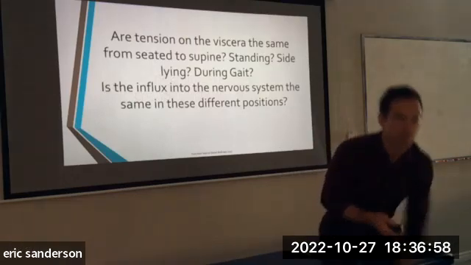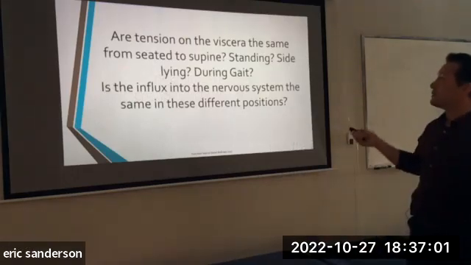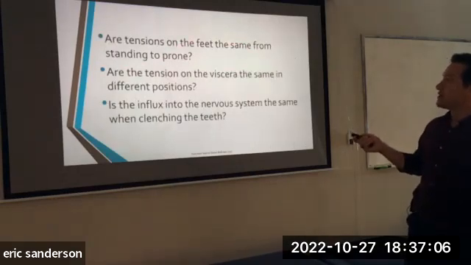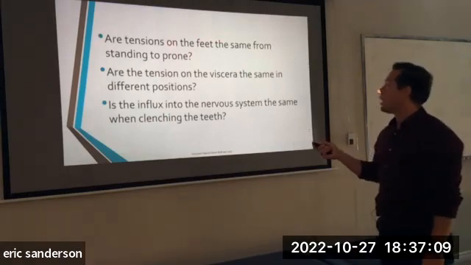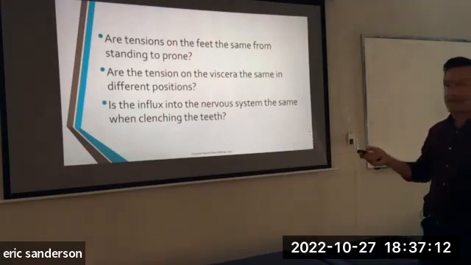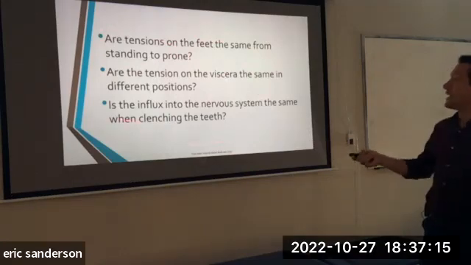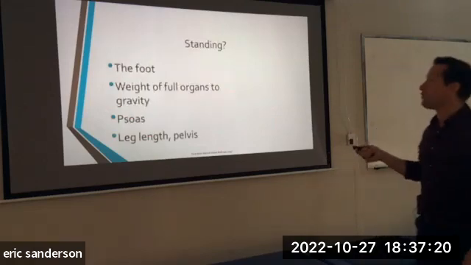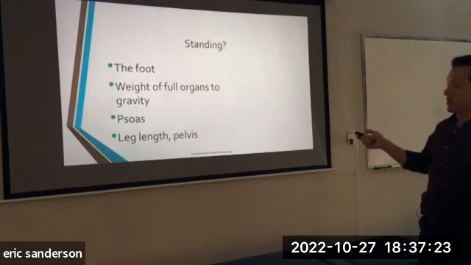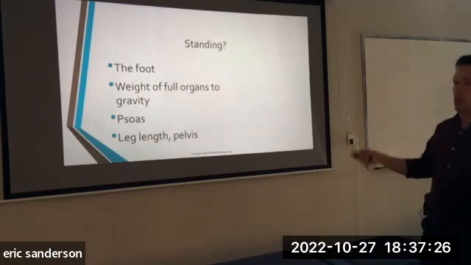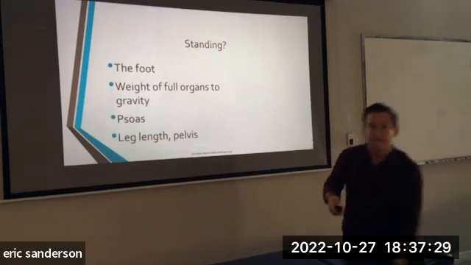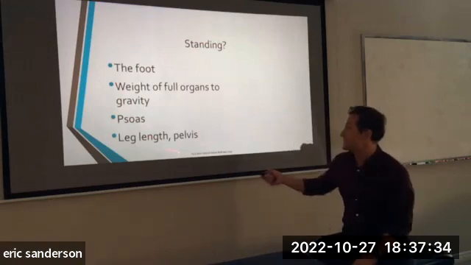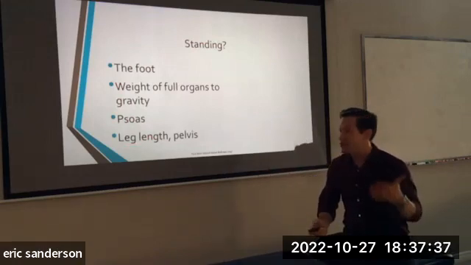The biomechanical reasons are mostly tension, and then we can have people just change positions. We'll do this all the time: what are the differences in the tensions on the feet versus standing to prone, on the viscera versus side lying to standing to seated? What's the difference on the influx of the nervous system when you're clenching your teeth? Huge impact. We can evaluate the reflexes standing and see what's important to manage viscerally, but also maybe somatically, right? Maybe standing, the reflex shows up, but the reason is you have a short leg. And then we have to address that component.